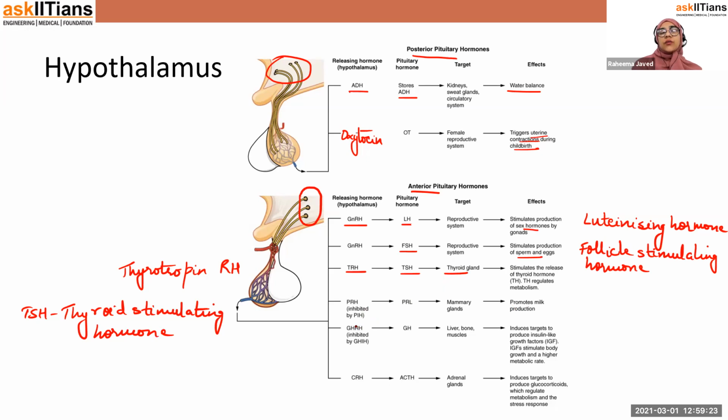PRH is a prolactin releasing hormone. Okay, PRH, prolactin releasing hormone, and PRL is prolactin, which is secreted from the pituitary, which affects the mammary glands, and it promotes the milk production process.